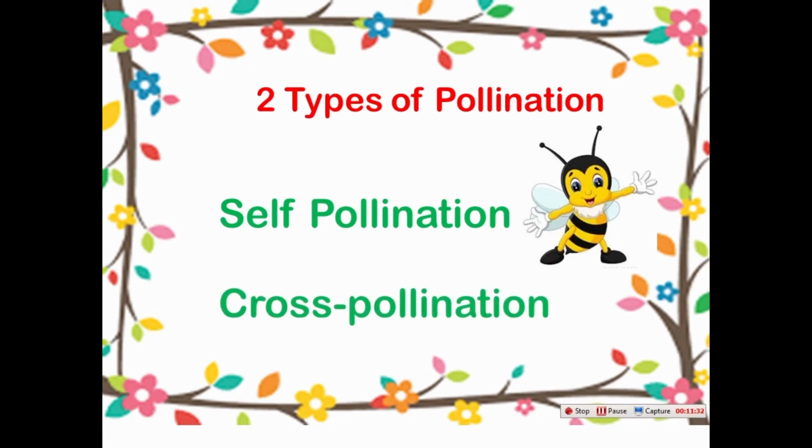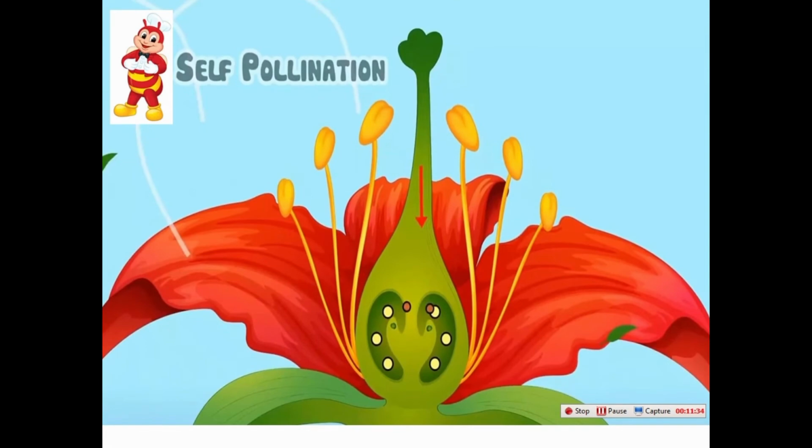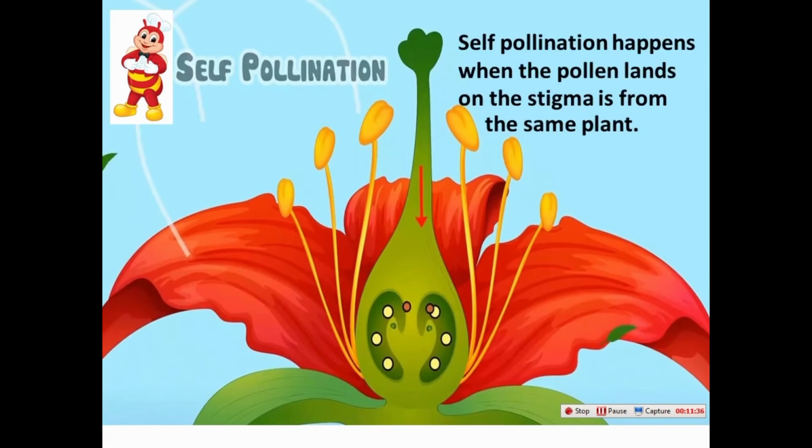What is self-pollination? Self-pollination happens when the pollen that lands on the stigma is from the same plant. So for example, on this picture, you can see the female and the male part of a flower. In self-pollination, the pollen that lands on the stigma is from the same plant.